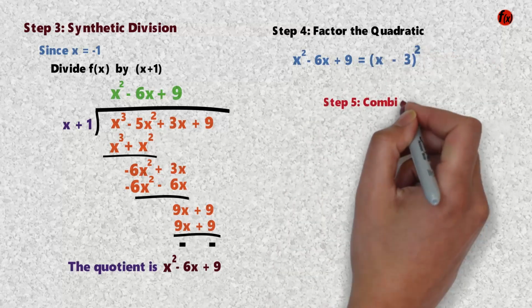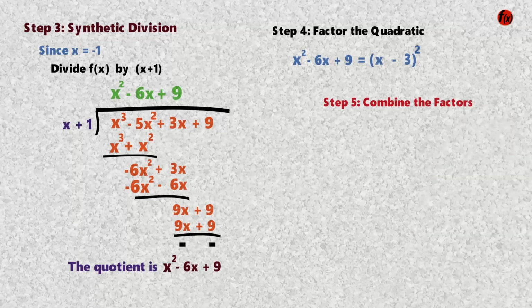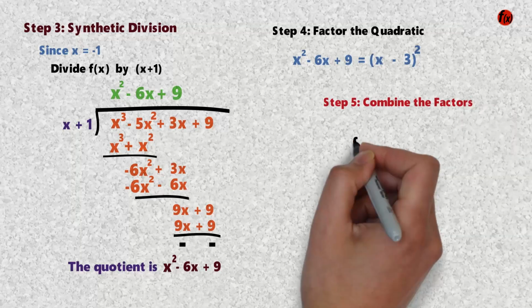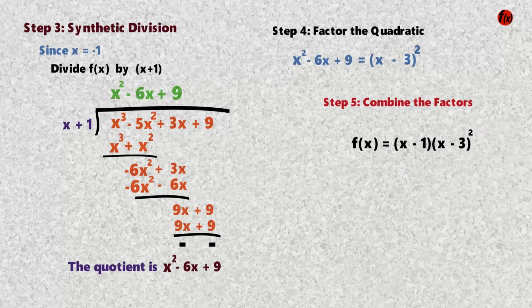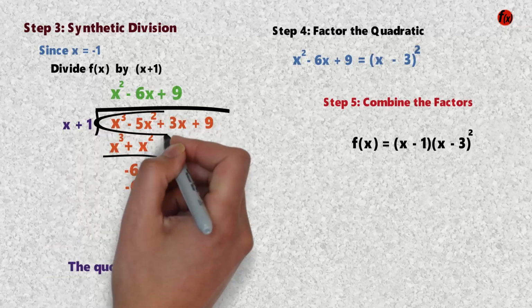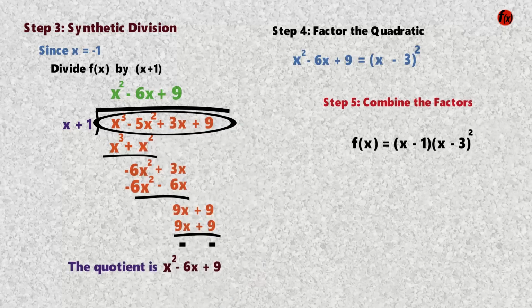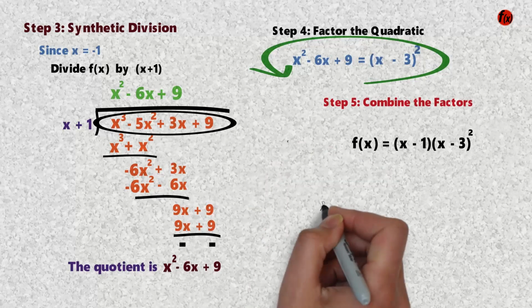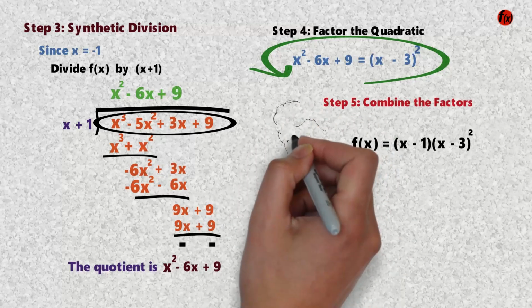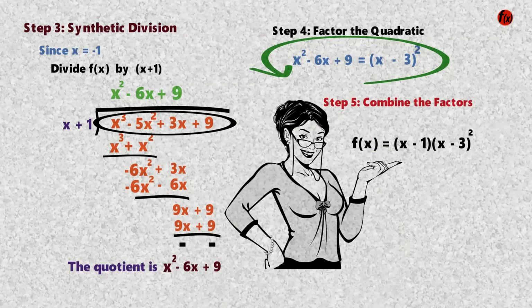Step 5. Combine the factors. Therefore, the factorization of f of x is f of x equals x plus 1, x minus 3, squared. We factored the cubic polynomial x cubed minus 5x squared plus 3x plus 9 by finding a root x equals negative 1, using synthetic division to reduce it to a quadratic, and then factoring the quadratic. The final factorization is f of x equals x plus 1, x minus 3, squared.